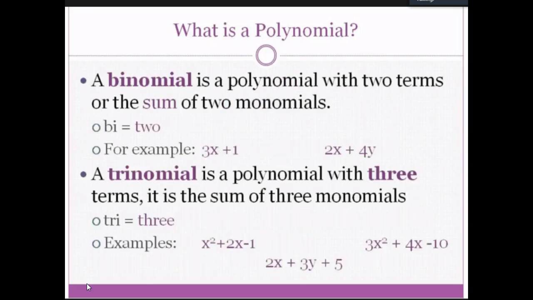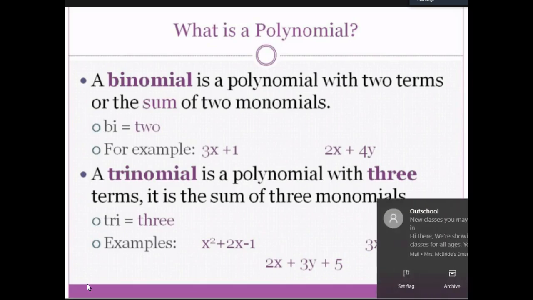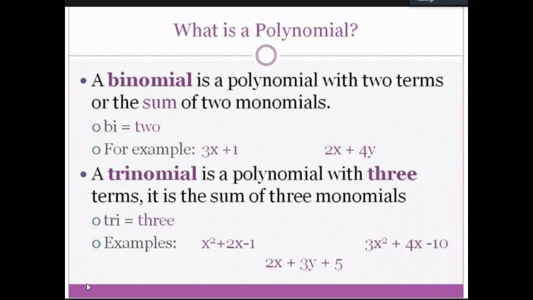A binomial is a polynomial with two terms, or the sum of two monomials. The word bi means two. So you can think of a bicycle, binomial. They all have that prefix of bi, where bi means two. Bivariate data. That's where numbers and data are only represented by 0 and 1.